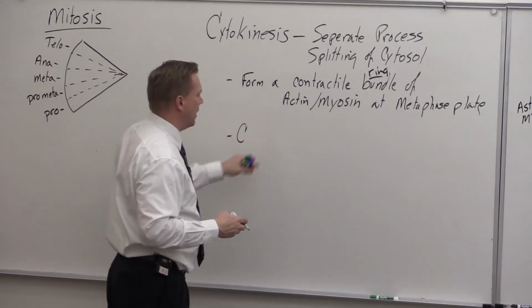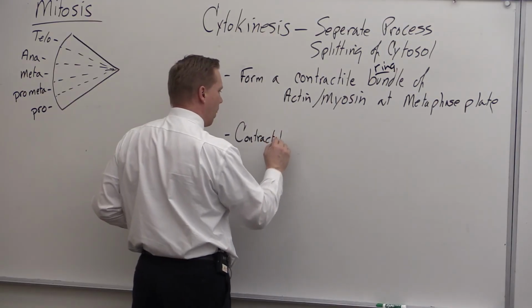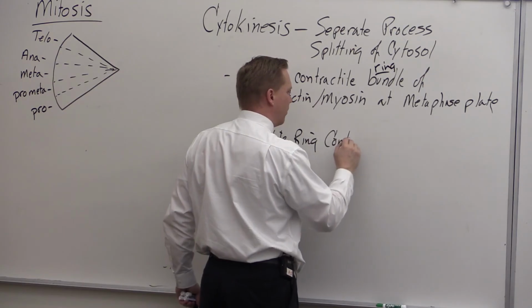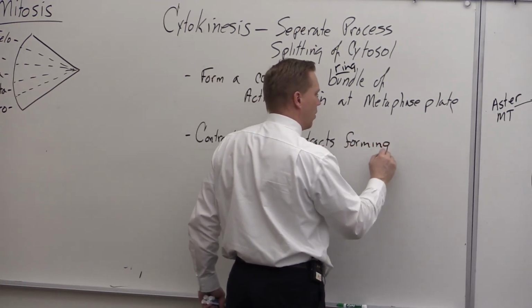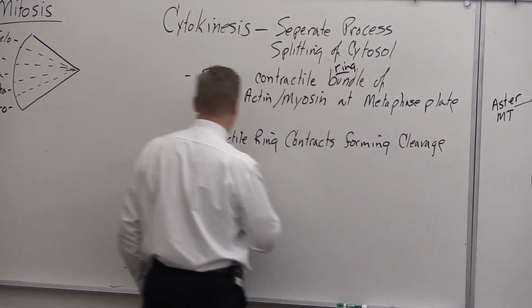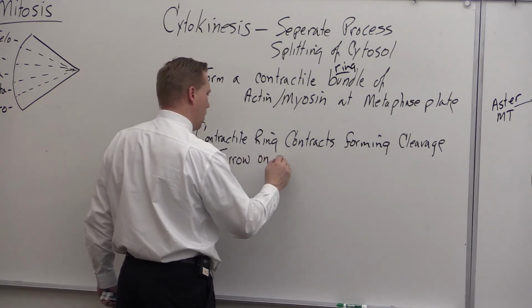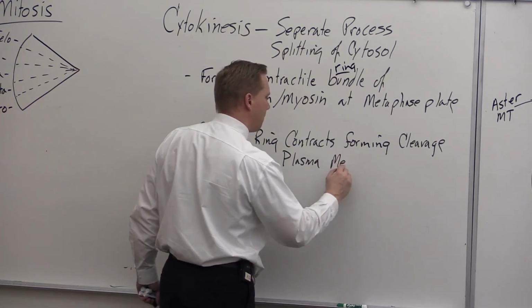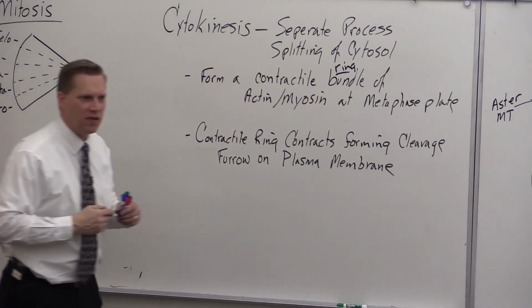So right here, the contractile ring contracts, forming a cleavage furrow on the plasma membrane. And that eventually separates the two cells.